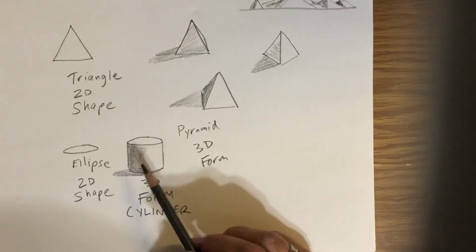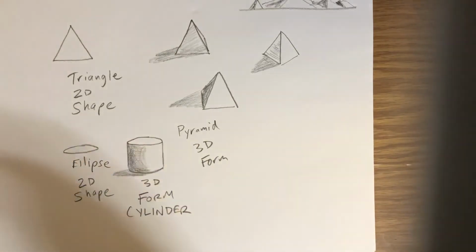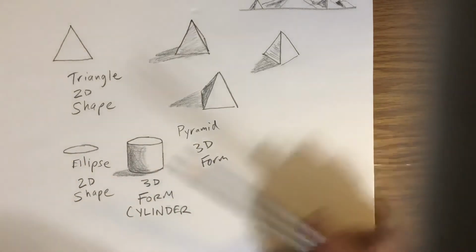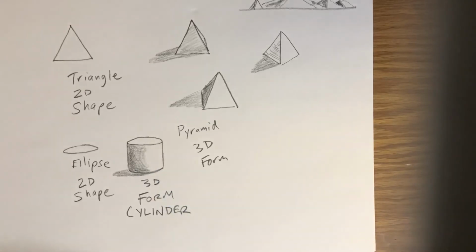And again, you'll see the cylinder in nature in a lot of different places. Coffee mugs, cups, bowls, silos, things like that. All right, let's stop there again.